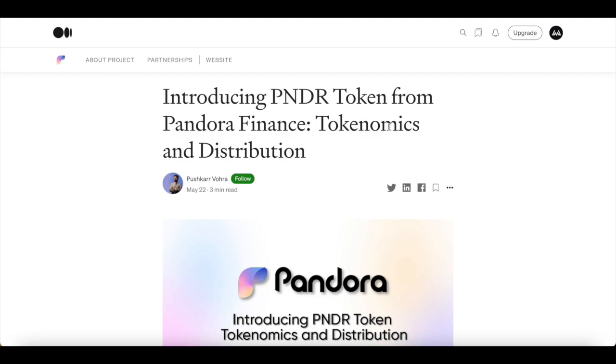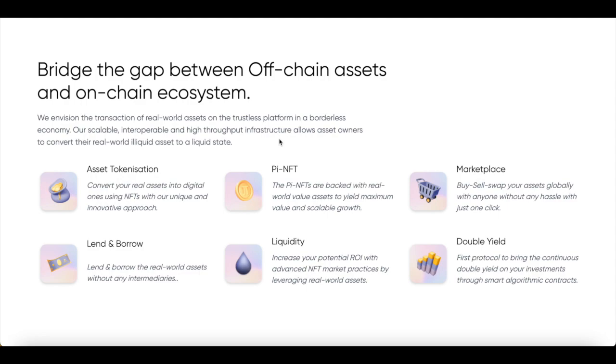So right now, I think we just got to be patient and keep an eye on this project because it's what everyone has been talking about for a very long time, bringing real-world assets into representation by NFT. It is a bridge to the gap between off-chain assets and the on-chain ecosystem. We envision the transaction of real-world assets on a trustless platform in a borderless economy.